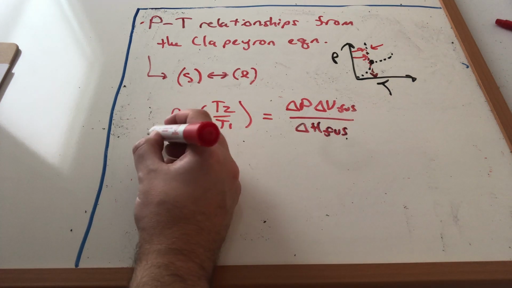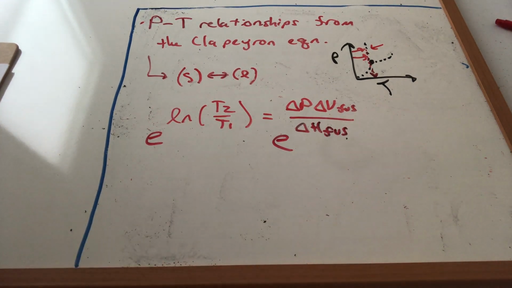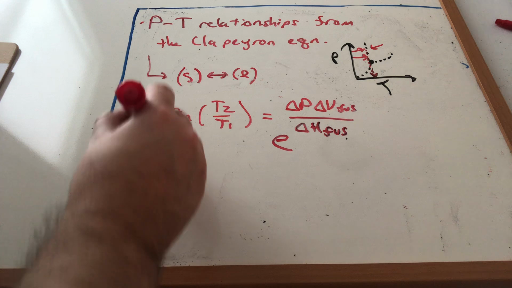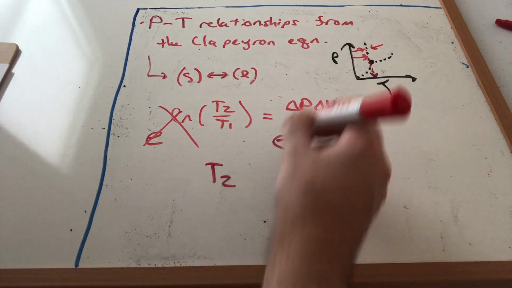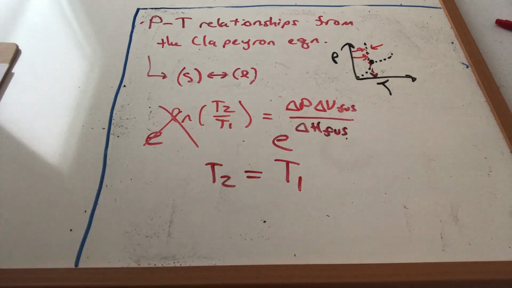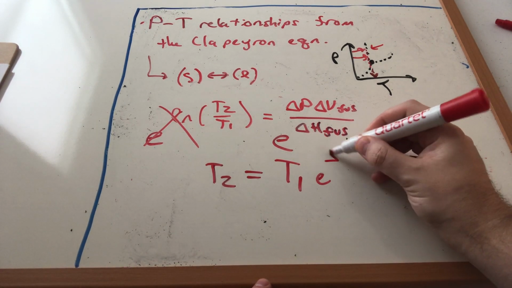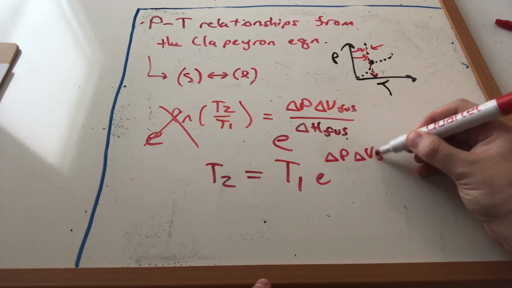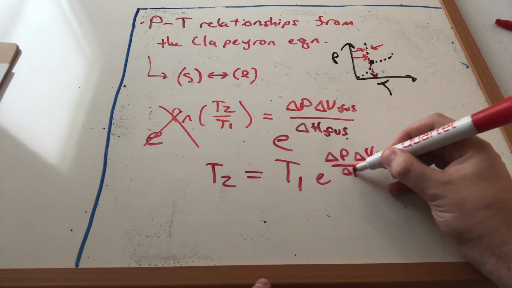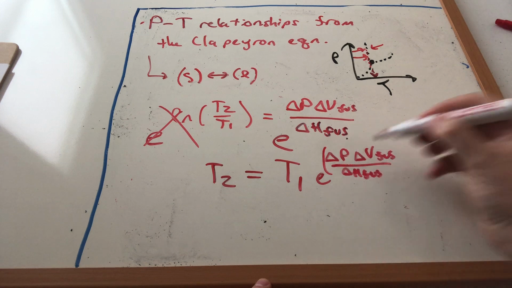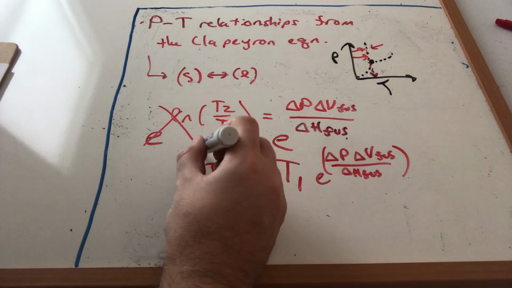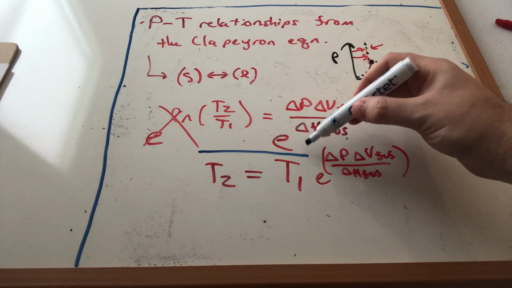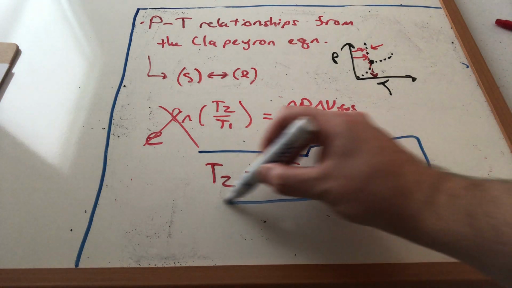Now, how do we get rid of natural logs? We use our e. So we raise both sides as a power of e. The e and the natural log over here cancel out. I'm going to have a T2 over T1, and I'm going to bring the T1 to the other side. I get T1 times e to the delta P, delta V fusion, over delta H fusion. So all of that is up in that exponential, okay? Now this, I think, is a little bit easier to analyze, and we can see what happens.